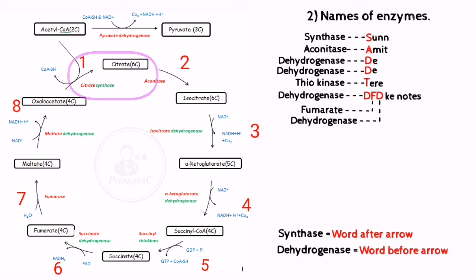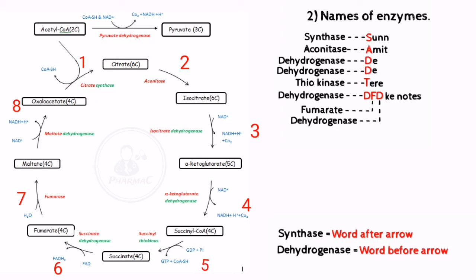Citrate synthase is the enzyme used at this step. Since it is a synthase enzyme, we will use the word which is after the arrow, that is citrate, along with the main enzyme synthase. So the name of the enzyme will be citrate synthase.